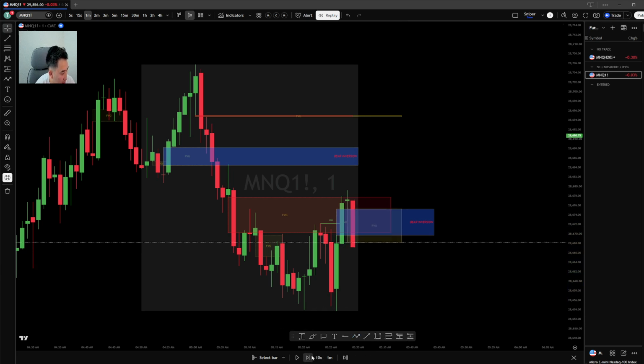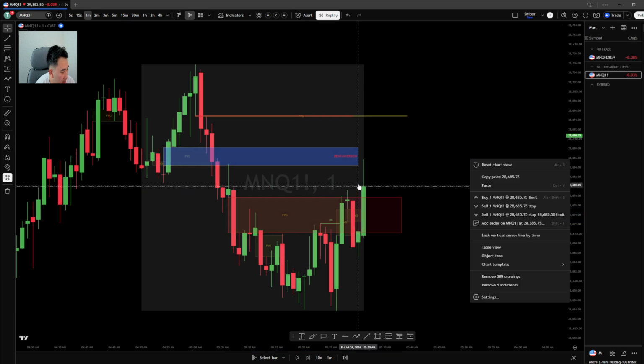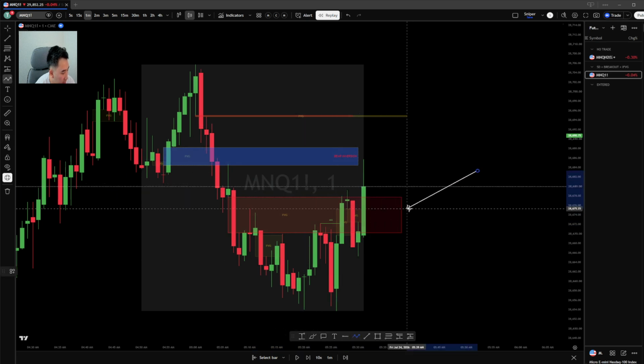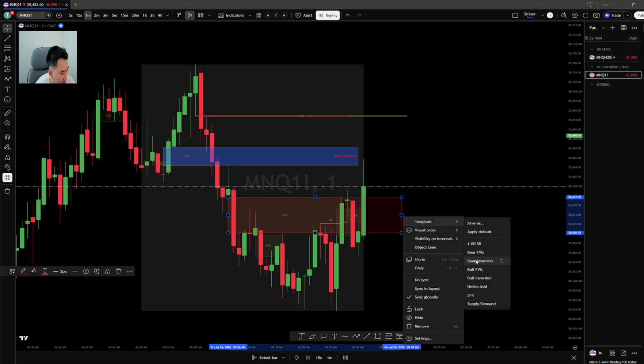So let's see what happens here. This green candle tapped into the bearish inversion and it broke through. All right, so it broke through, this candle body closed through the bearish inversion, so you delete that. And then the candle body also closed outside of this bearish FEG, so this becomes a bullish inversion.